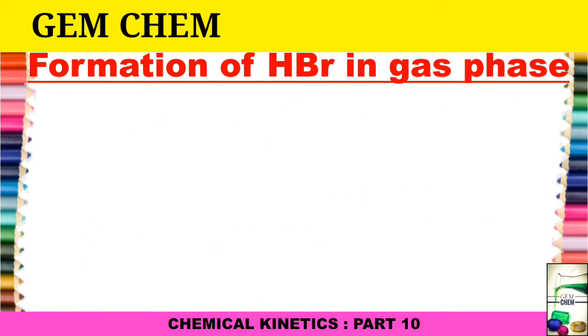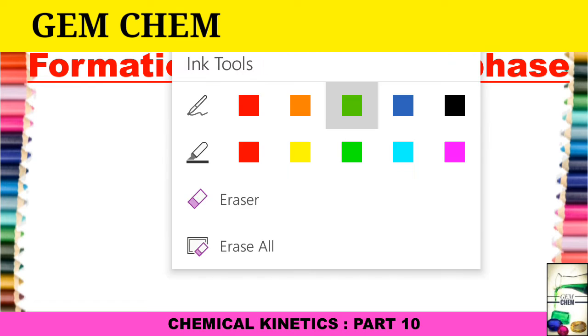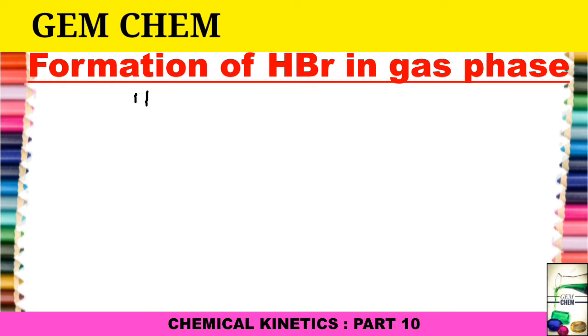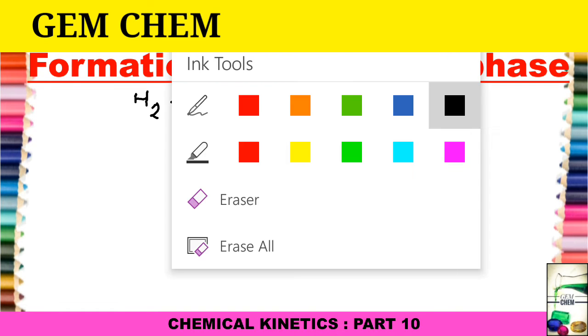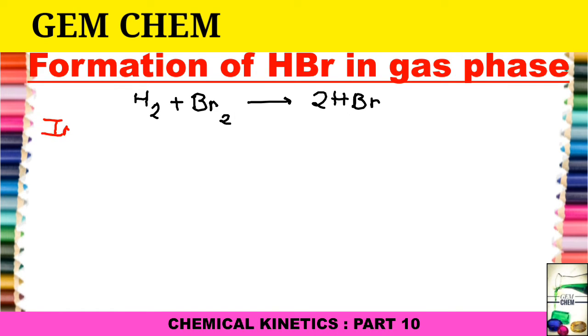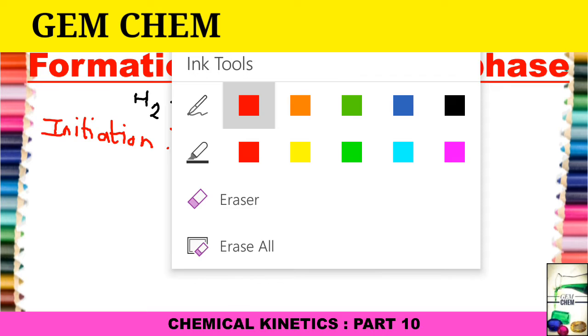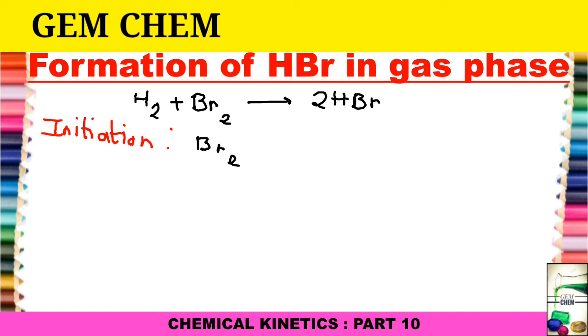Now we will deal with an example of such a stationary chain reaction. An example of such a stationary chain reaction is the formation of HBr in the gas phase. Write down the reaction first. Hydrogen plus bromine on reaction produces 2 HBr, and this process is a chain reaction. It will have the first step as initiation, where Br2 will break down to produce 2 Br dot.